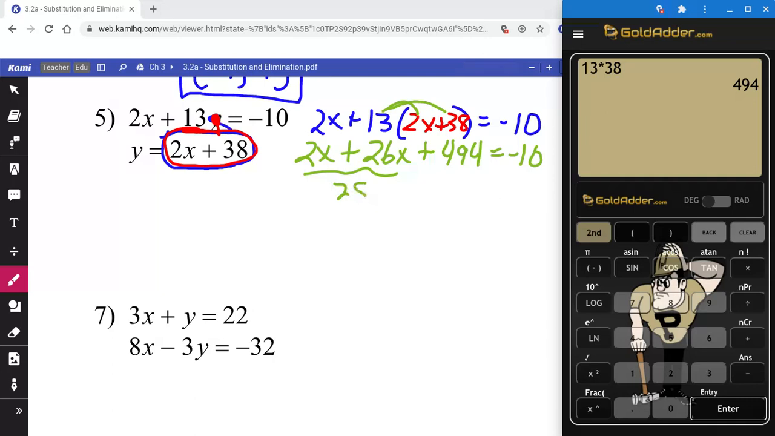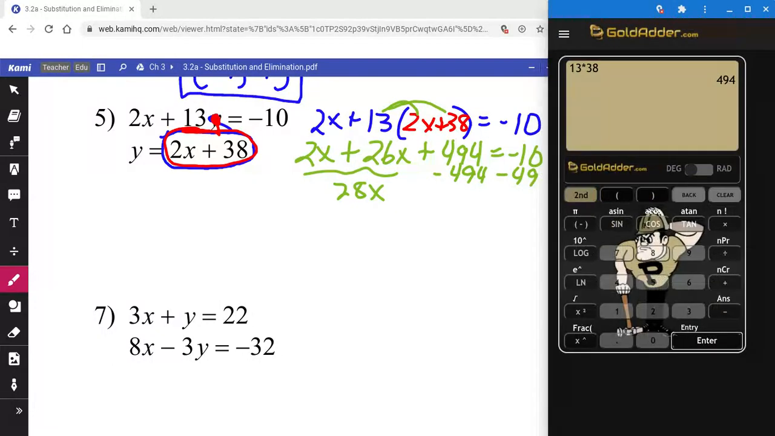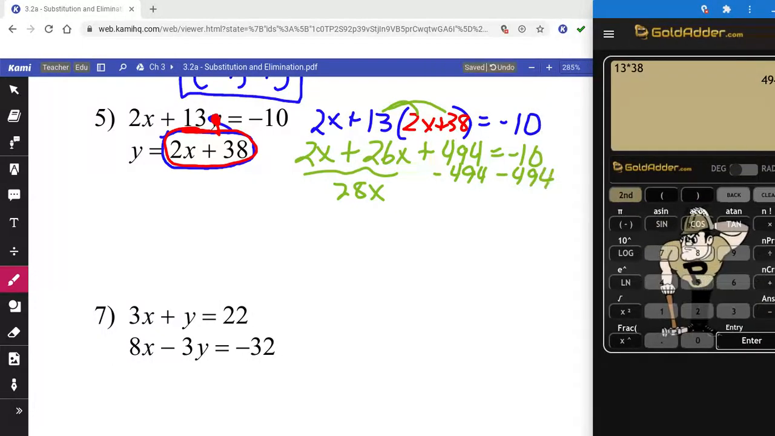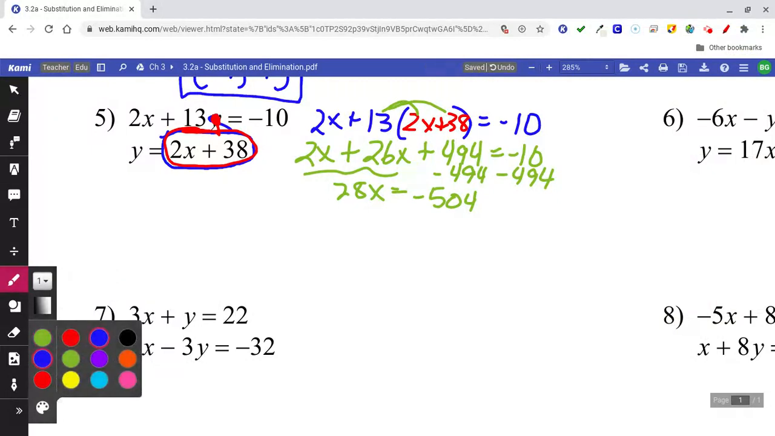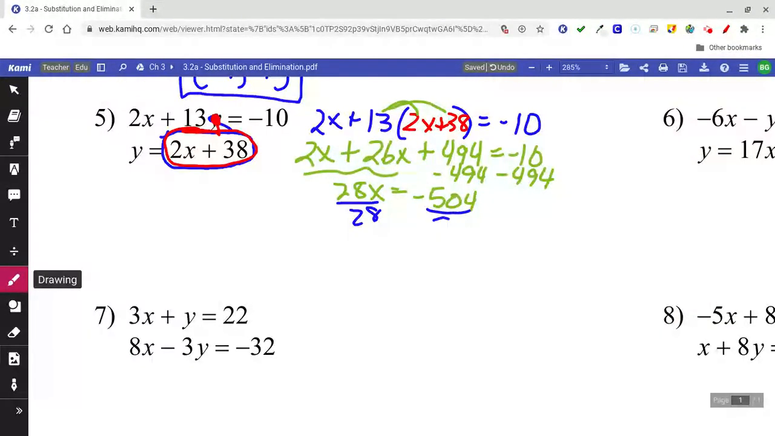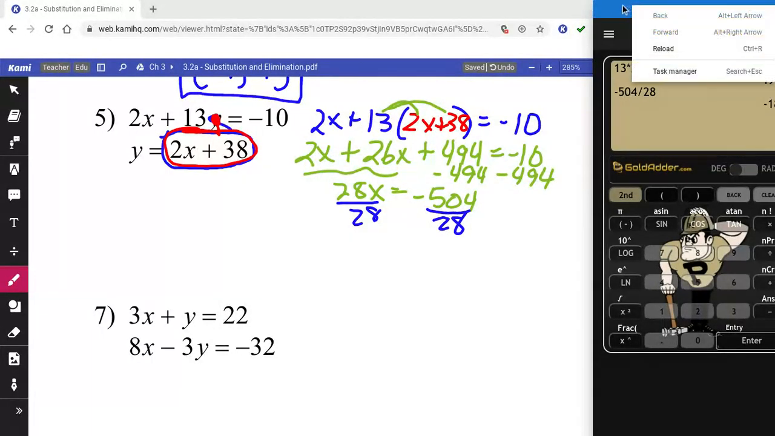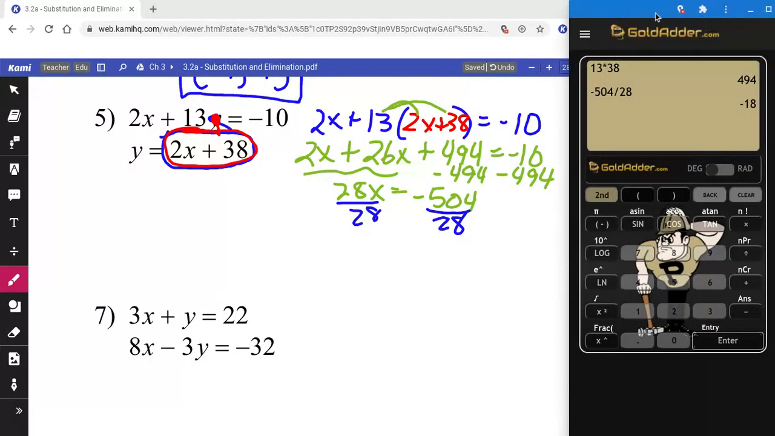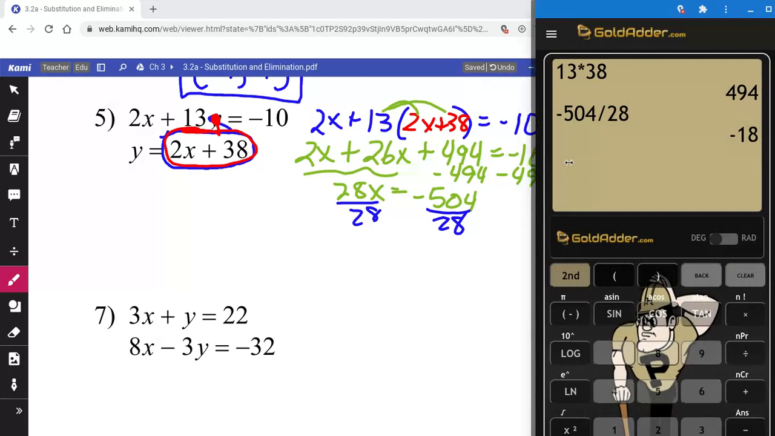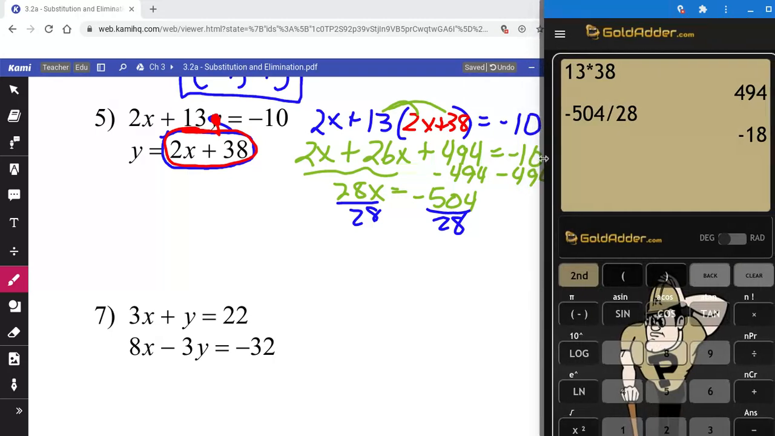Like terms give me 28x. But I'm going to go ahead and subtract this 494 over. So I have -10 minus 494. That'll be what? -504. Continue isolating the variable, so we're going to divide by 28. Hopefully that comes out nice. -504 divided by 28. Negative 18. x equals negative 18.